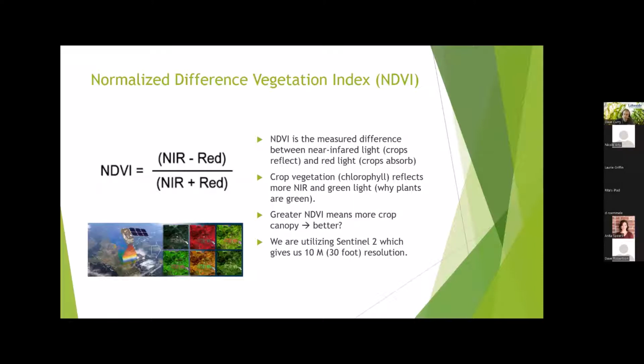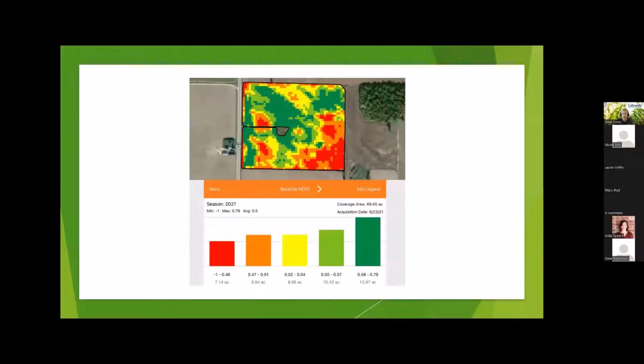We are using the Sentinel-2 satellite clusters, and they give us pretty good resolution, down to about 10 meters or 30 feet. And it's data that we can export and work with. This is just an example of an image that I would get through our Cirrus program. Climate FieldView also produces some excellent images as well.